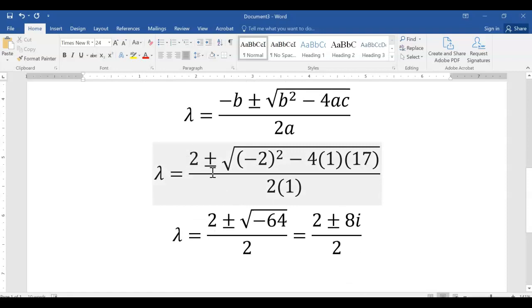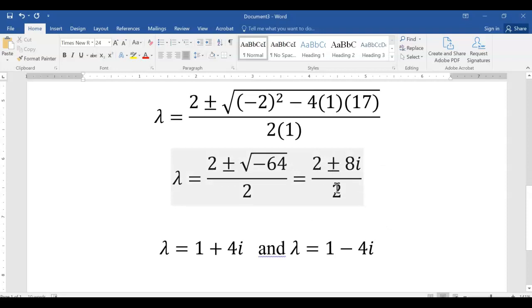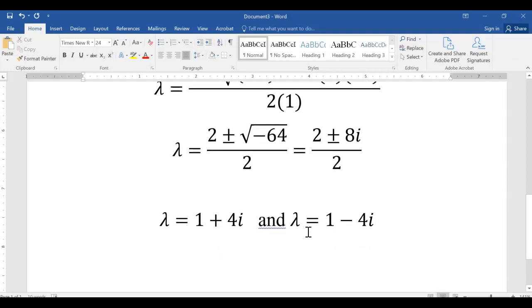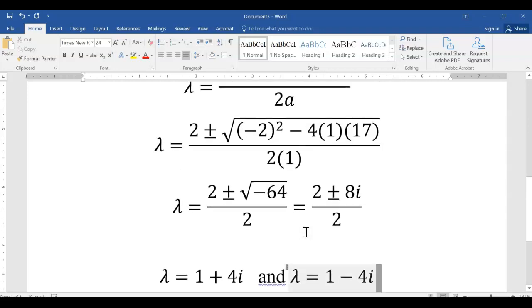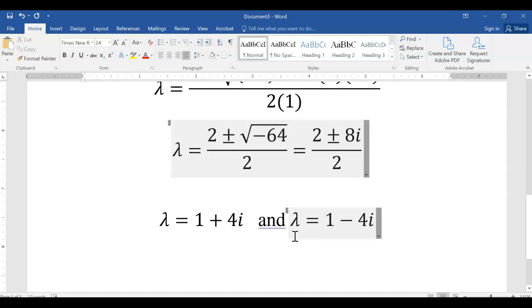This 2 doesn't change, plus or minus the square root. If you simplify inside that square root, you get a negative 64. The square root of negative 64 is 8i. And so you get 2 plus or minus 8i over 2. When I do the plus and simplify, I get 1 plus 4i. When I do the minus and simplify, I get 1 minus 4i. All right? So hopefully that all came to you. You might need a little bit of dusting off of the quadratic formula, but that's pretty much it for finding eigenvalues.